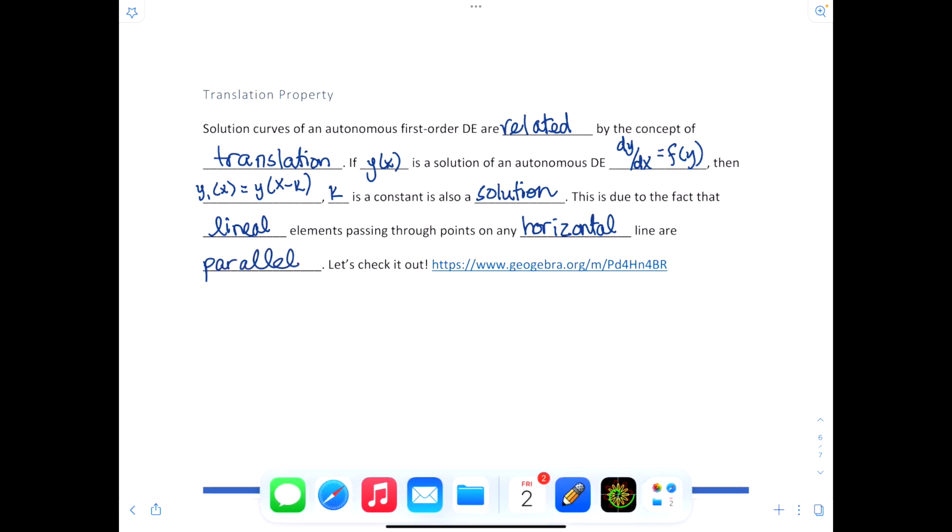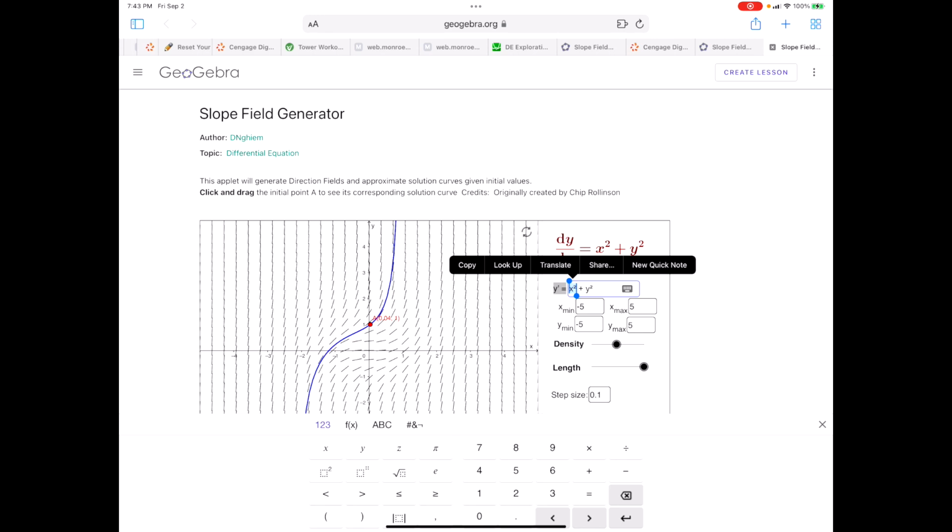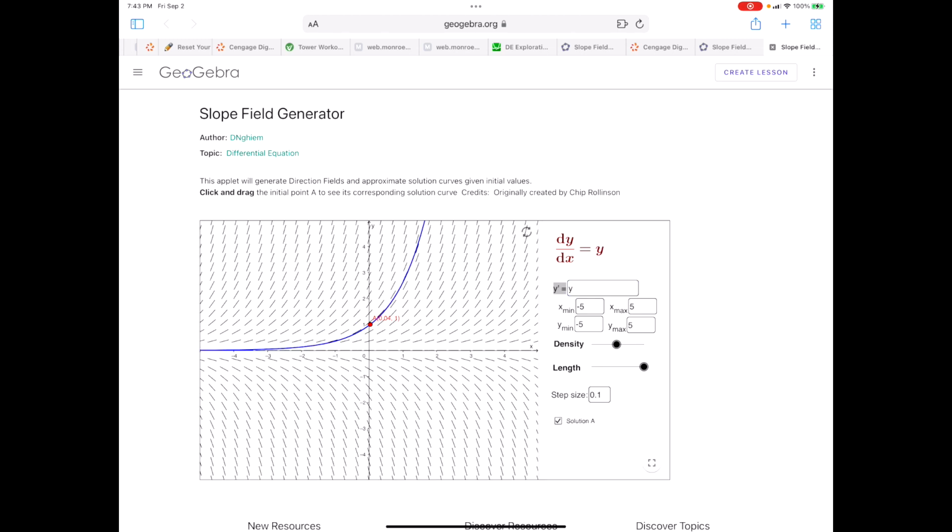So let's go back to that one little site that was so helpful. Now this one isn't autonomous because it has an x and a y, right? But if we just took a look at something like, I don't know, y prime equals y, then you can see how all of the little elements on a horizontal line, so if you move this over super carefully horizontally, all of them are the same, which is pretty amazing, right?